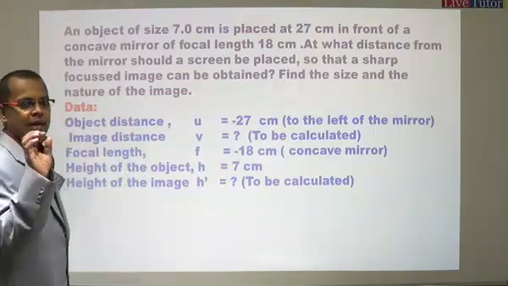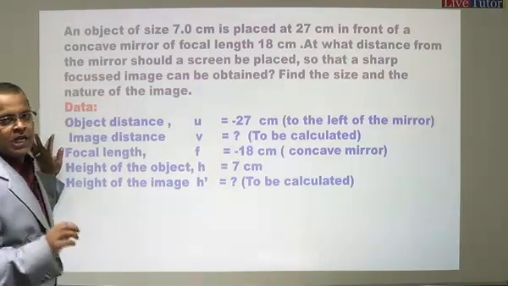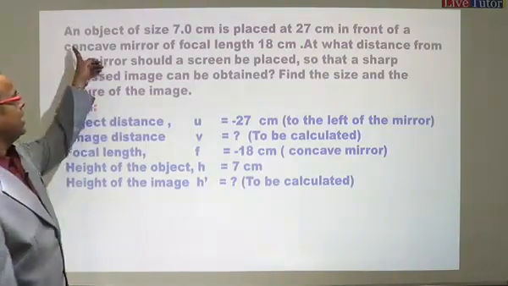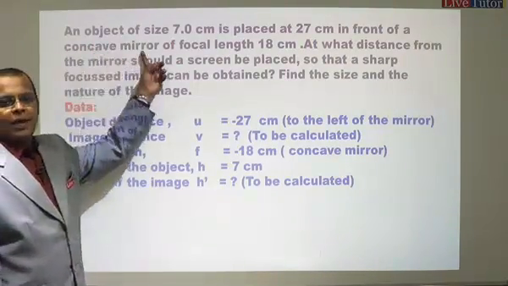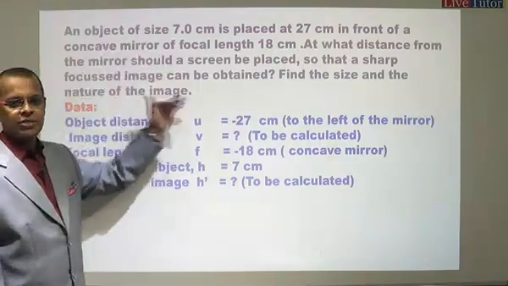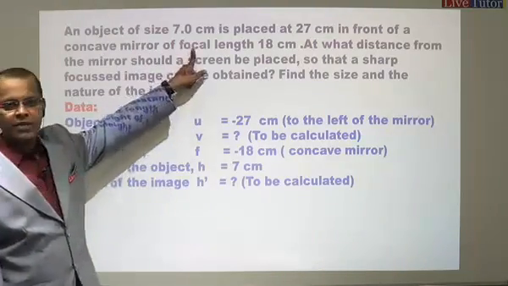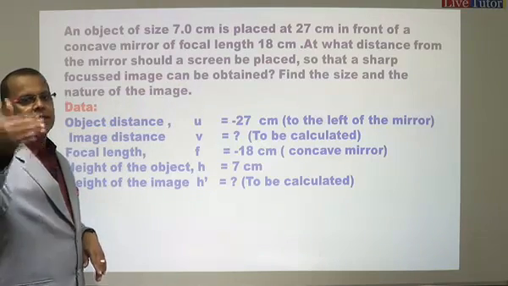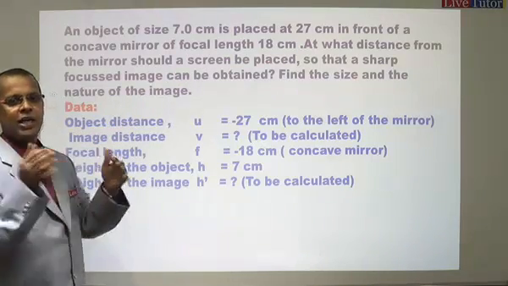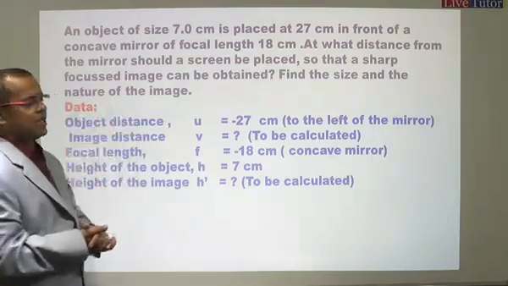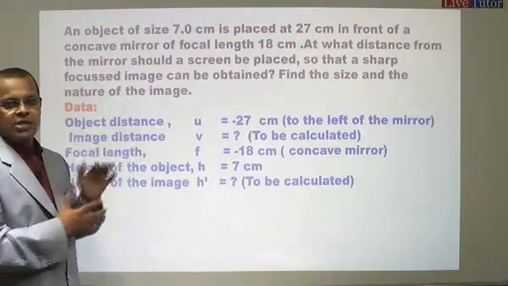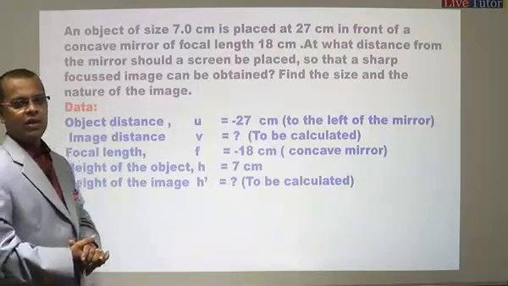The next question. An object of size 7 centimeter is placed at 27 centimeter in front of a concave mirror. Remember that it is concave mirror. For concave mirror, we'll follow the sign convention. And the focal length is given as 18 centimeter. Now at what distance from the mirror a screen should be placed so that we'll get a sharp and focused image on the screen? Also find the size and nature of the image. Same like a question.